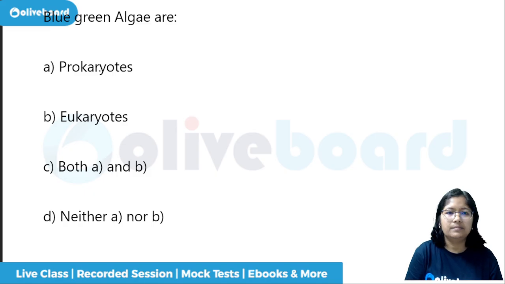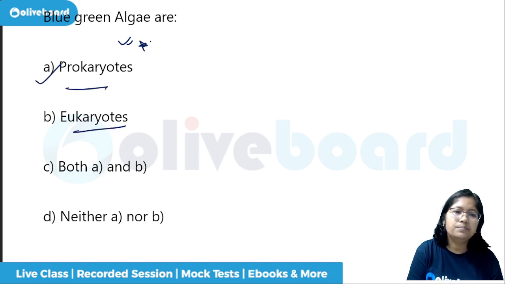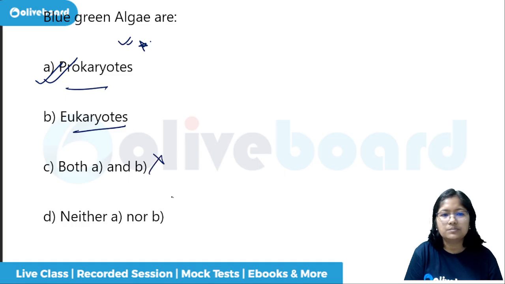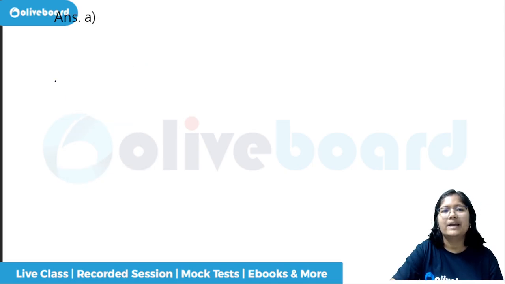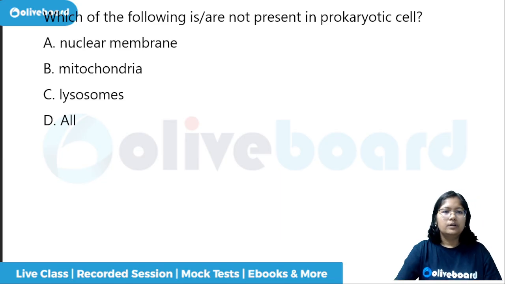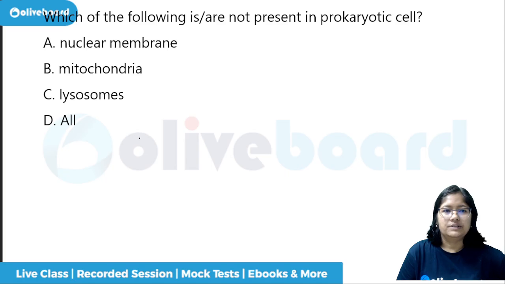Blue-green algae are also known as cyanobacteria. So are they prokaryotes or eukaryotes? They are prokaryotes. It is not possible to be both A and B. Either they will be prokaryotes or eukaryotes, right? So they are prokaryotes. They are known as cyanobacteria. They can do photosynthesis.